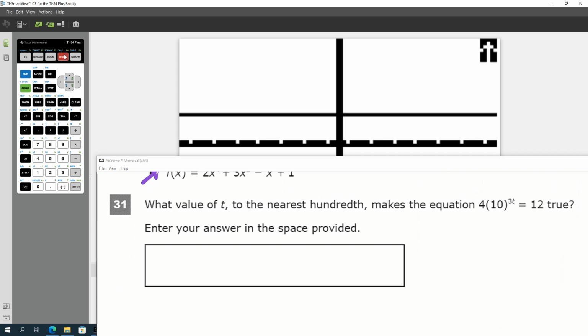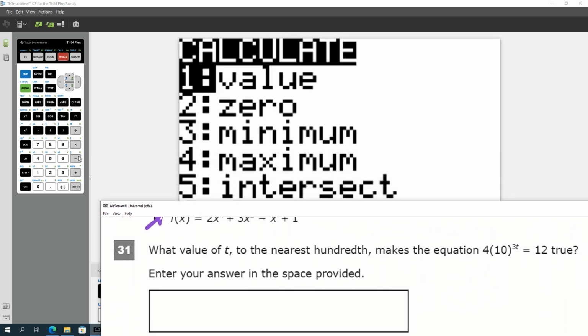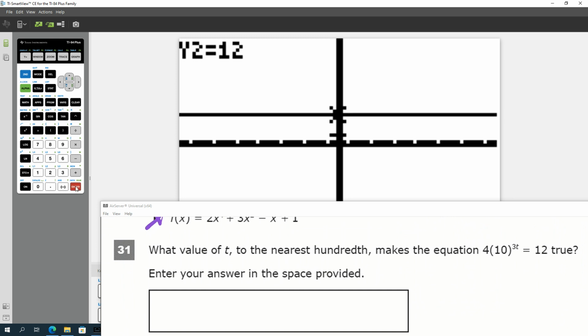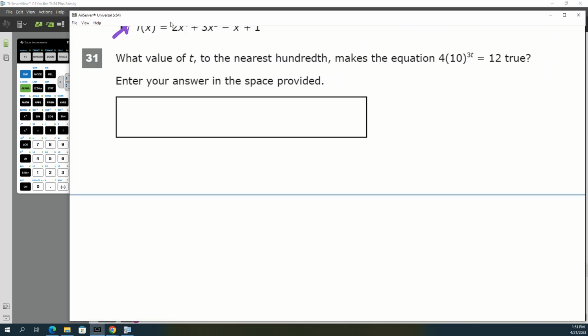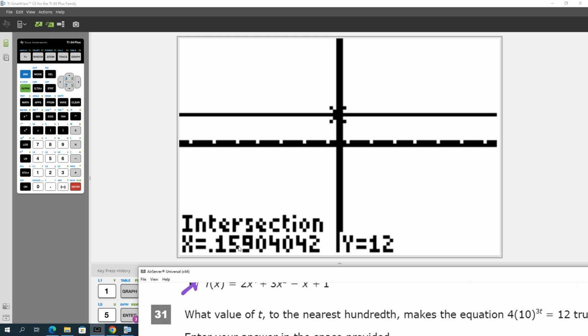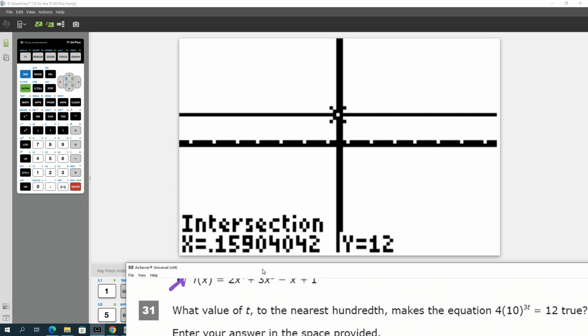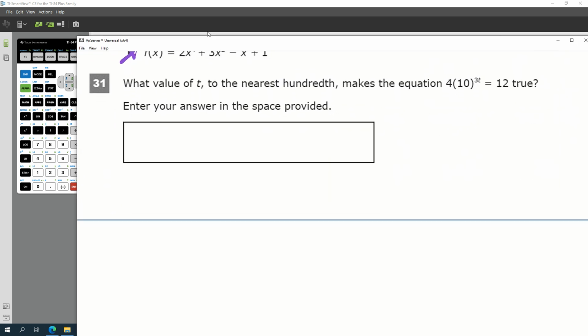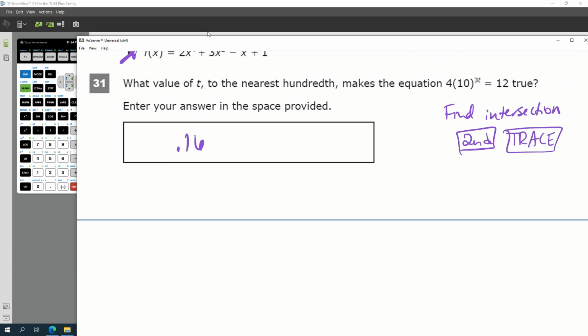So it's second trace number 5, and just hit enter, enter, enter. So we just want the x at that point, and it tells us to round to the nearest hundredth, so that's 0.16. So find the intersection. Second trace number 5.